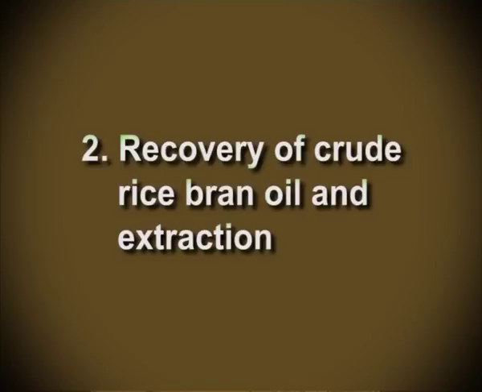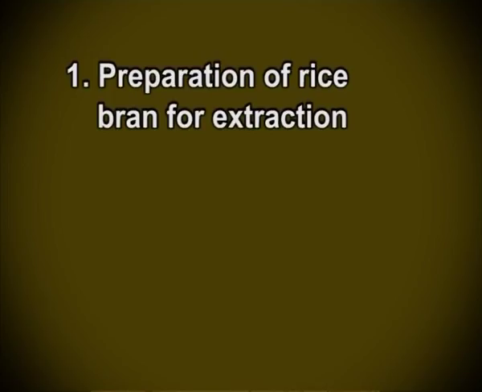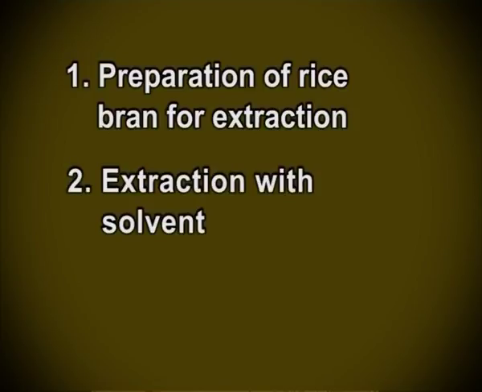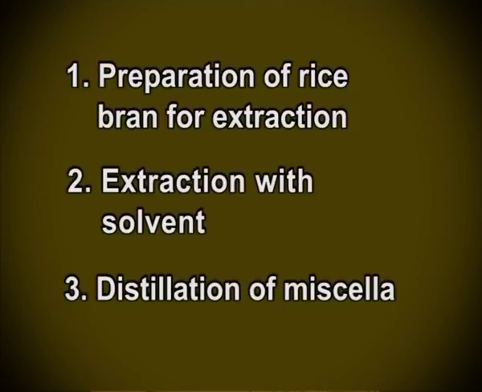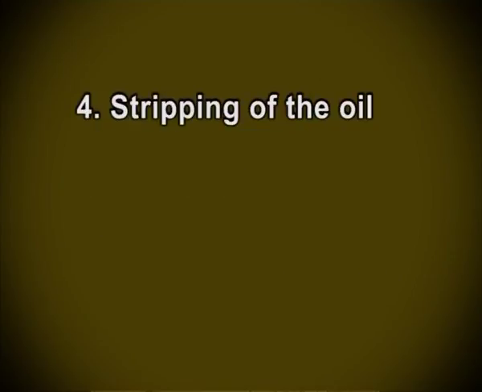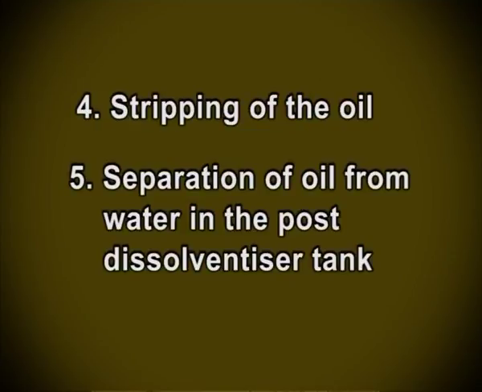Number 2. Recovery of crude rice bran oil in extraction. The processing of rice bran to yield crude bran oil involves the following important steps. They are as follows. Number 1. Preparation of rice bran for extraction. Number 2. Extraction with solvent. Number 3. Distillation of micella. Number 4. Stripping of the oil. Number 5. Separation of oil from water in the post-desolventizer tank.